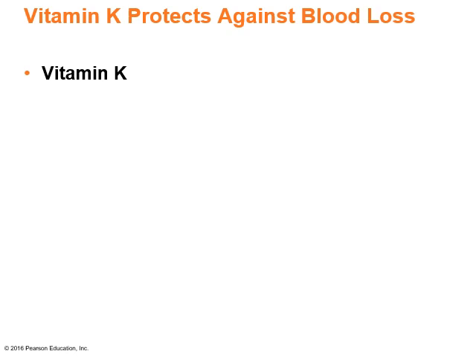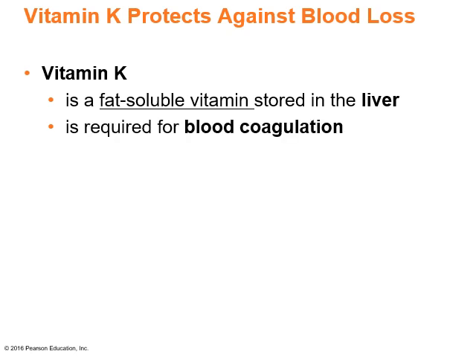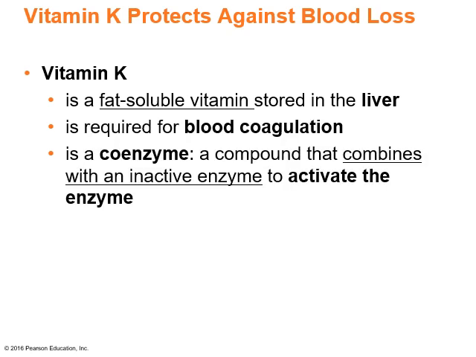Sticking in the fat-soluble vitamins categories here, let's go with vitamin K. Fat soluble, stored in the liver, so that's where this one specifically is going to be located. It is required for blood coagulation. It is also considered a coenzyme, a compound that combines with an inactive enzyme to activate an enzyme. Okay, so it works together. So that and another inactive enzyme, you put them together and boom, something happens here. There's an activation.